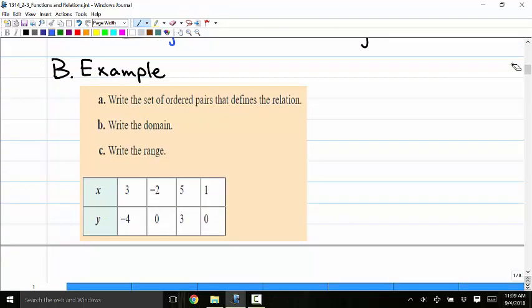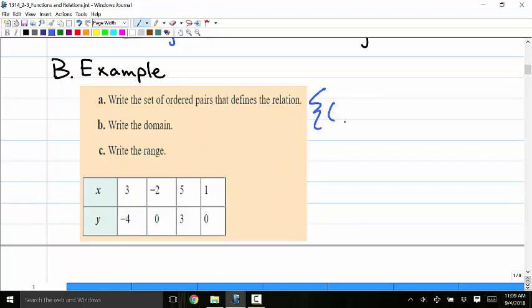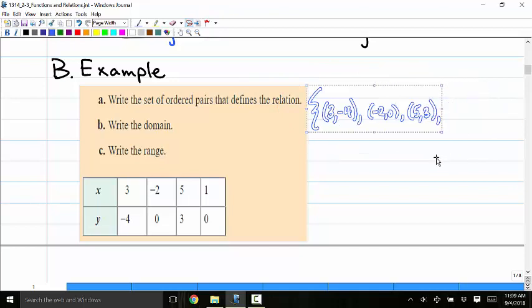Okay, an example. Write the set of ordered pairs that defines the following relation. It gives it to you in a table. You need to go write the set of ordered pairs. So it's the set 3 comma negative 4, and list the other 3 points. Negative 2, 0. 5, 3, and 1, 0.